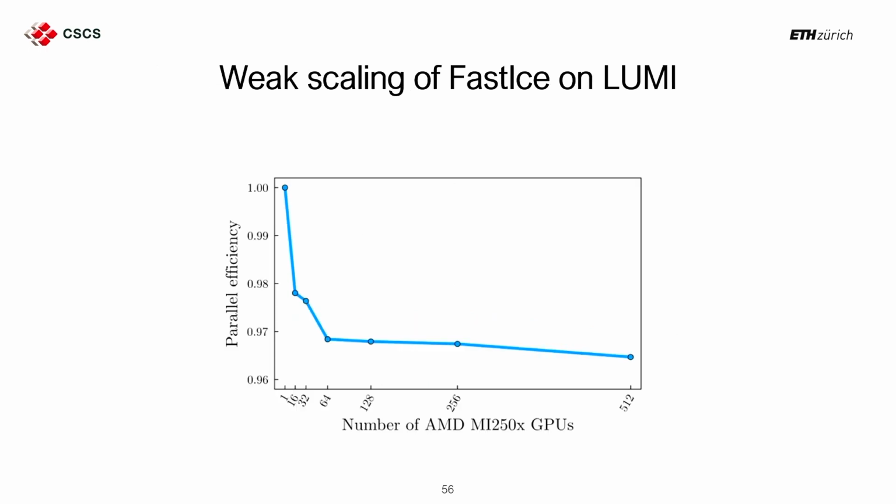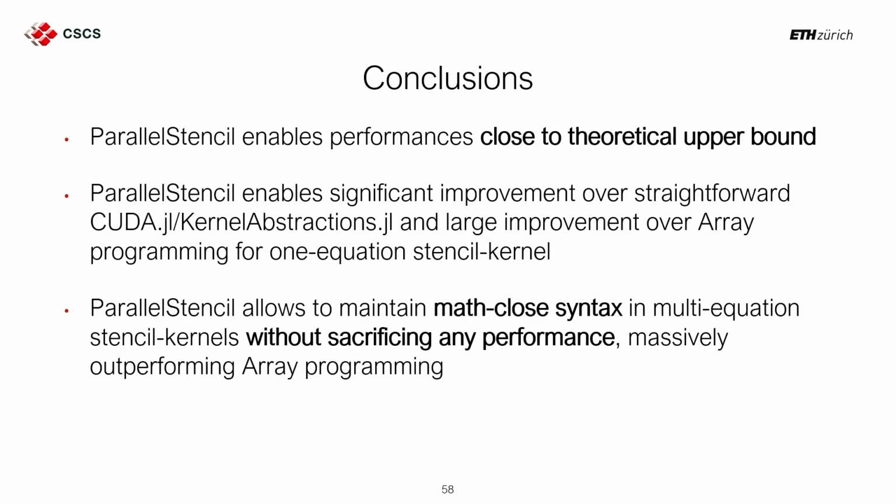And then we have also good initial results on Lumi with AMD GPU, close to 97% parallel efficiency. And we get these good results also thanks to hiding the communication behind the computations, like I outlined earlier in the presentation with this hide communication macro. Yeah, so that's all.